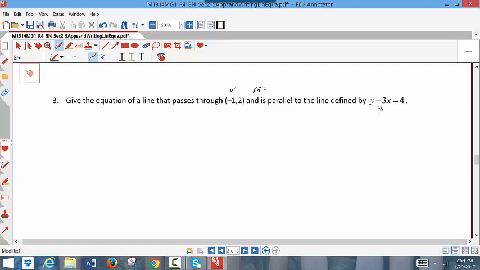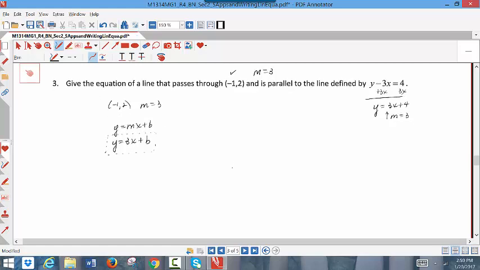If I add 3x to each side of this given equation, then this line is y equals 3x plus 4, and it has a slope of 3. The line I need to write the equation for is parallel to that one, so my slope must also be 3. Now to write the equation, I have the point negative 1, 2, and a slope of 3. So I use y equals mx plus b, y equals 3x plus b, and all I need to do is find the value for b.